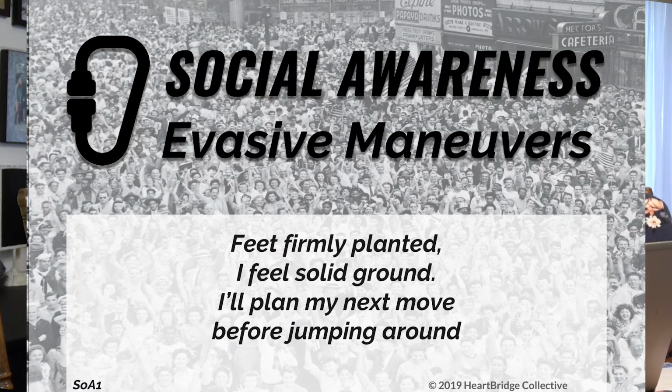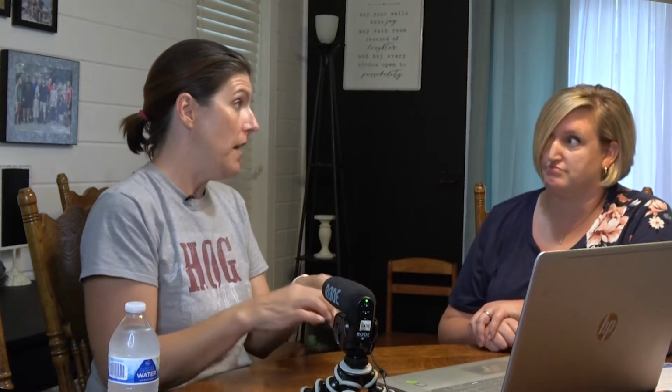Everybody knows evasive maneuvers. Feet firmly planted, I feel solid ground. I'll plan my next move before jumping around. Right? We have this idea of, through the lessons of plan, do, review. It's one thing to plan it. It's another thing to do it. I think the piece that's missing for a lot of components is that review. What worked? What didn't work?